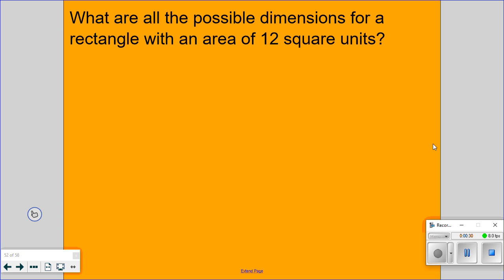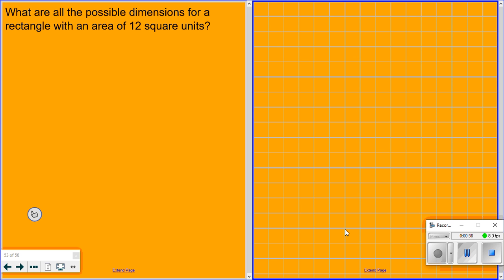We are going to be working with graph paper today, both in our notebook and on graph paper. We wanted to have both available. Our question today is, what are all the possible dimensions for a rectangle with an area of 12 square units?